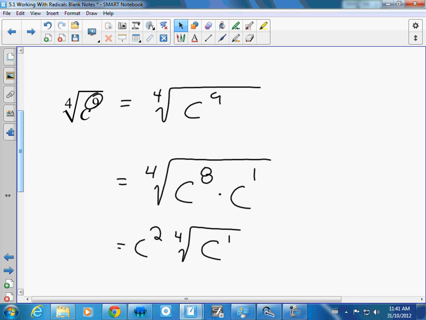Let's do a couple on the side here just so you have them. X to the 1 times X to the 1 times X to the 1. What's that? X cubed. So the cube root of X cubed is X to the 1. X squared times X squared times X squared is X to the 6. The cube root of X to the 6 is X squared. Does that help? I would recommend writing that down.